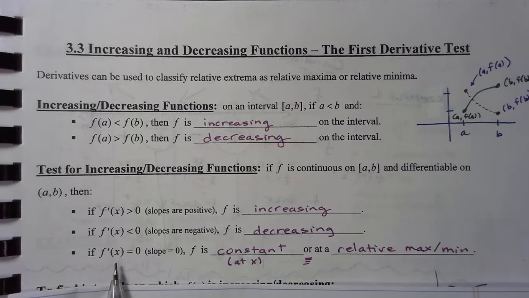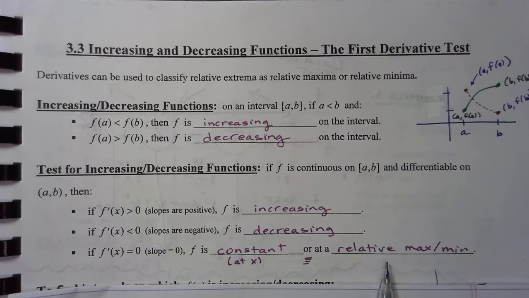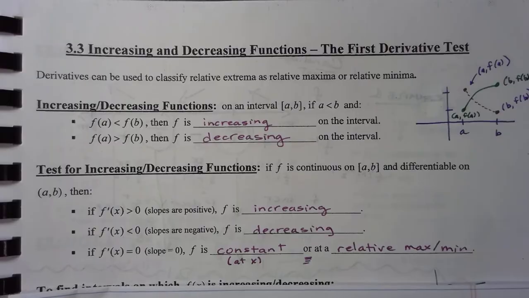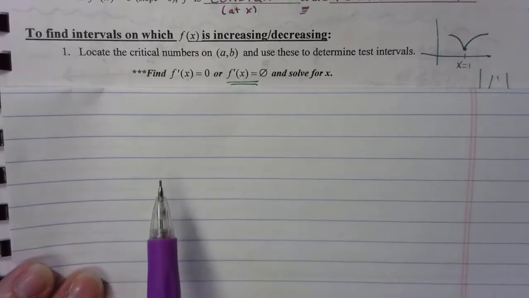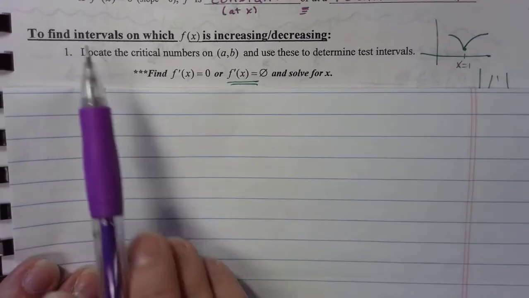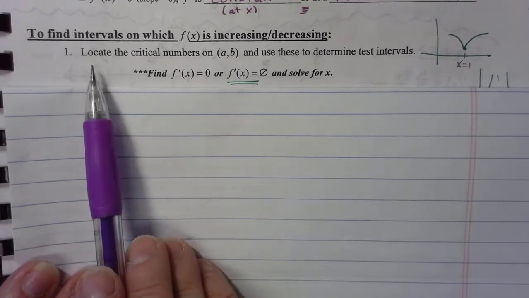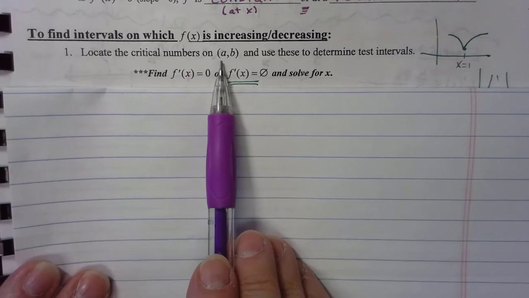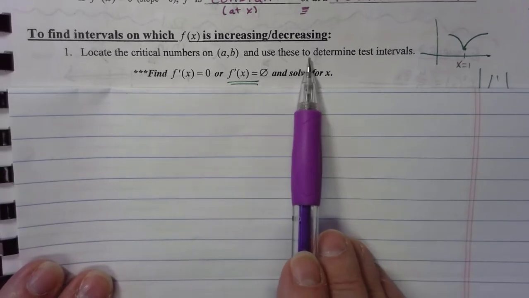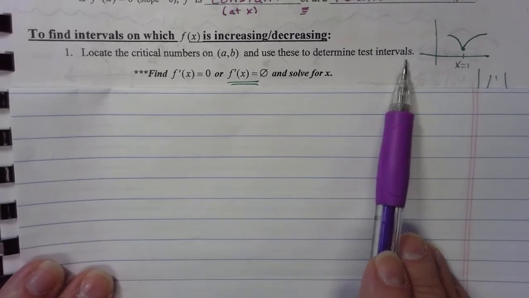If f prime of x equals 0, the slope is 0, then f is constant at that x value or at a relative maximum or minimum. To find intervals on which f of x is increasing or decreasing, first, locate the critical numbers on the open interval and use these to determine test intervals.